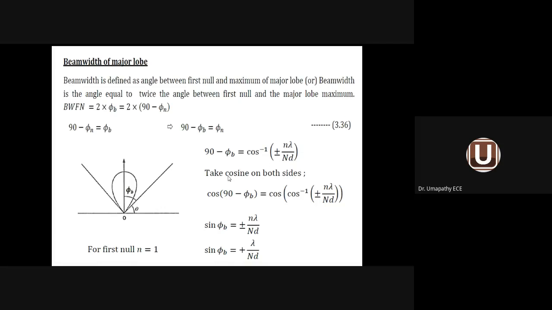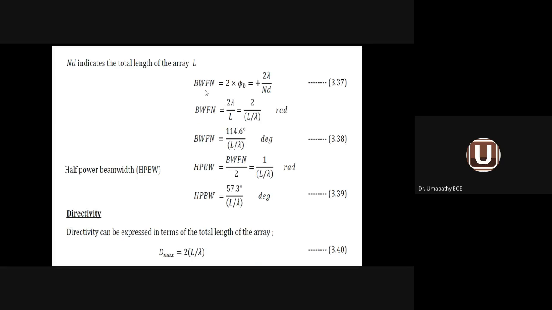I would like to take cosine on both sides. Why? I want to find the angle psi b. So I'm taking cos on both sides. I will get sine psi b equal to plus or minus n lambda divided by nd. Then for n equal to 1, because it is the null point n equal to 1, it becomes plus or minus lambda by nd. The sine of a small angle is equivalent to the angle. For example, if psi b is very small, sine of psi b will be equivalent to psi b. So psi b equal to lambda divided by nd. Now the beam width between the first nulls equals 2 into psi b, so 2 into lambda divided by nd.